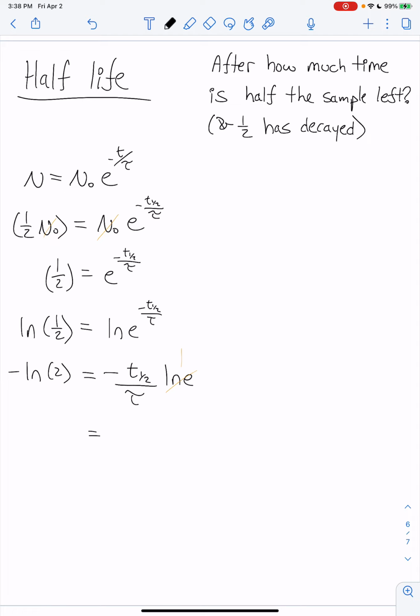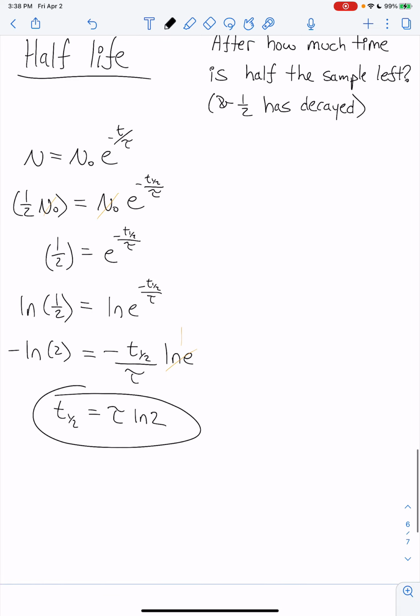And so now we can rearrange for t of 1/2, and we get tau ln 2. And that's our relationship between the half-life and the lifetime. It's this factor of ln 2. Another way to put this is the half-life is 0.69 tau.